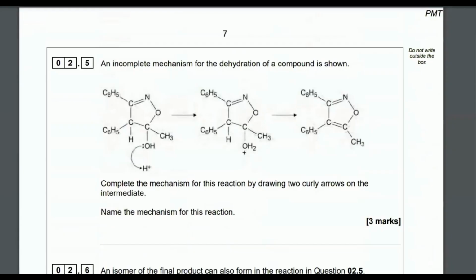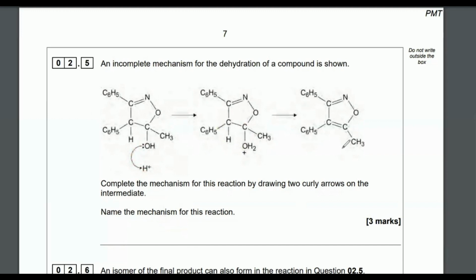Okay, so what we got going on here? We got question 2.5. An incomplete mechanism for the dehydration of a compound is shown. Complete the mechanism for this reaction by drawing two curly arrows on the intermediate. Name the mechanism for this reaction. So we can see here there's a lone pair of electrons going to the hydrogen there. All we got to do is come over here, and you might be like, how the hell am I going to work this out?